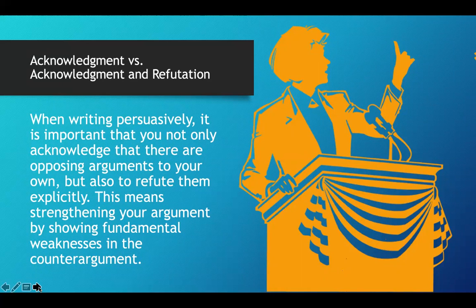Let's talk about acknowledgement and refutation. So when you're writing persuasively, it's important that you not only acknowledge that there are opposing arguments to your own, but also to refute them explicitly. So when you're writing to persuade, which some of you are doing, especially those of you who are doing the America Today project, that means that you're strengthening your argument by showing fundamental weaknesses in the counter argument. So you are acknowledging the counter argument, you're acknowledging that opposing views exist, and then you are taking them down, so to speak. So you're poking holes in them.